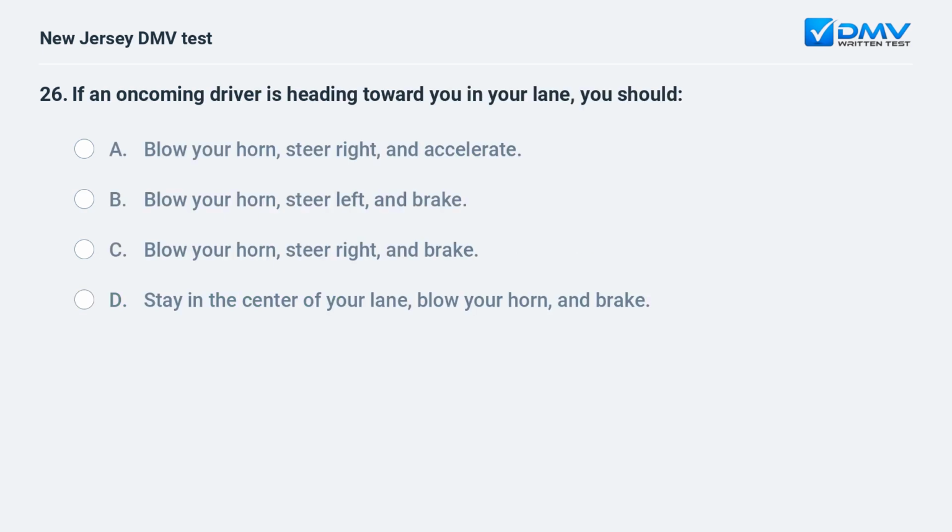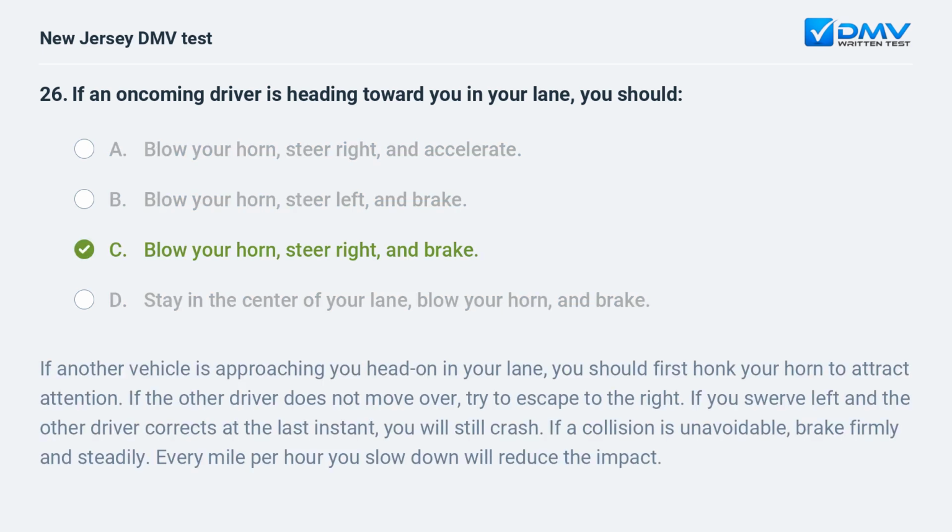If an oncoming driver is heading toward you in your lane, you should A. Blow your horn, steer right, and accelerate. B. Blow your horn, steer left, and brake. C. Blow your horn, steer right, and brake. D. Stay in the center of your lane, blow your horn, and brake. C. Blow your horn, steer right, and brake.